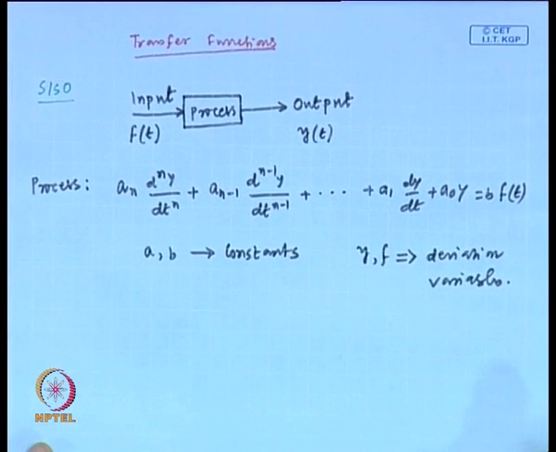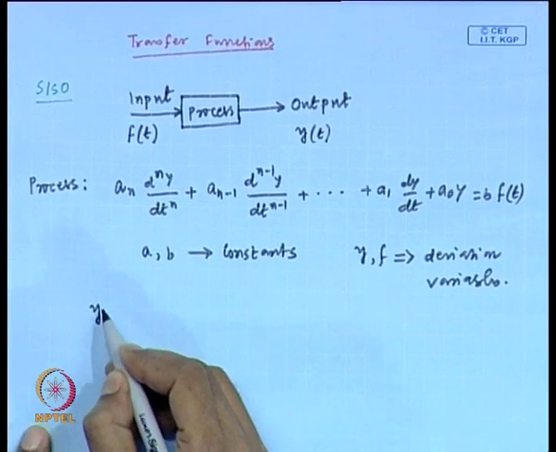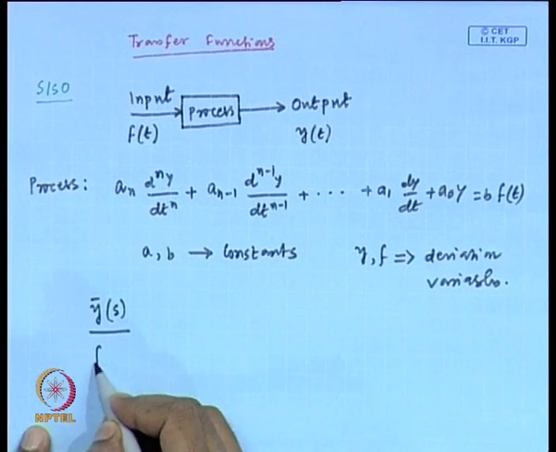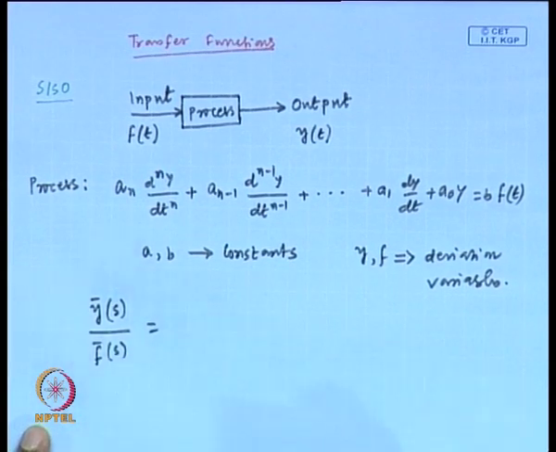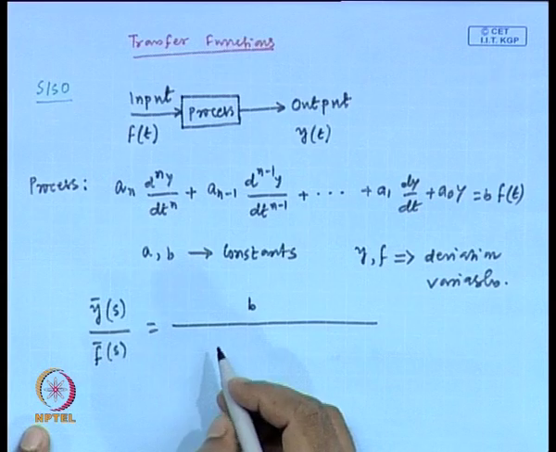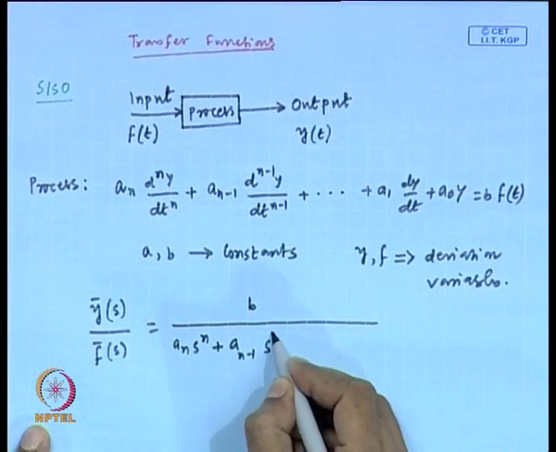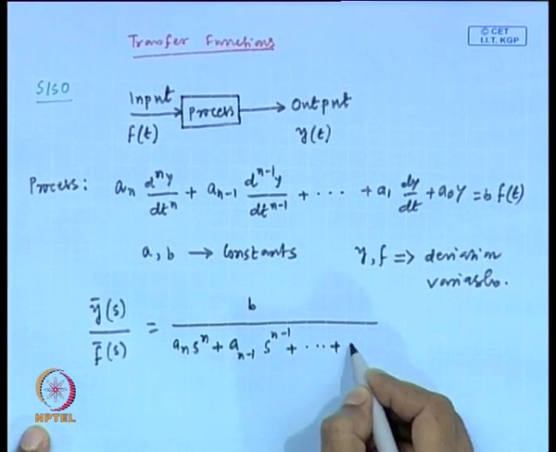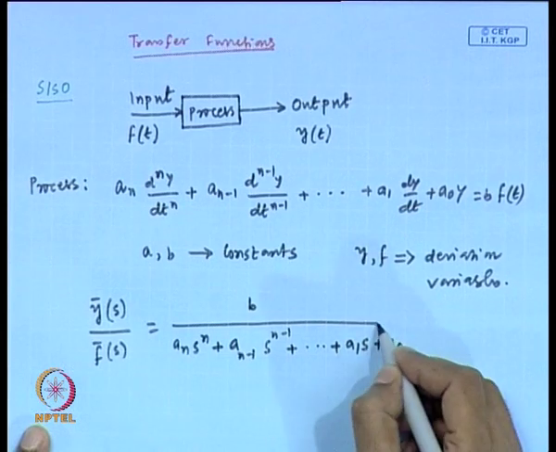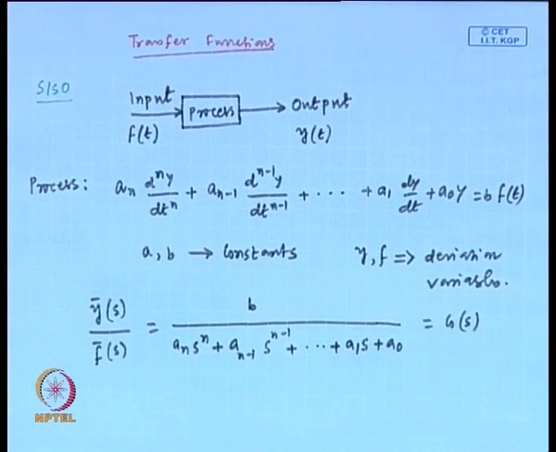In the next step, we took the Laplace transform of the process model, and finally we got the expression in S domain, that is like this: Y(s) divided by F(s) equals b divided by a_n s^n plus a_(n-1) s^(n-1) plus ... a_1 s plus a_0, which is basically the transfer function represented by G(s).